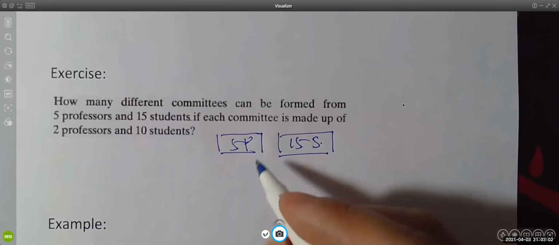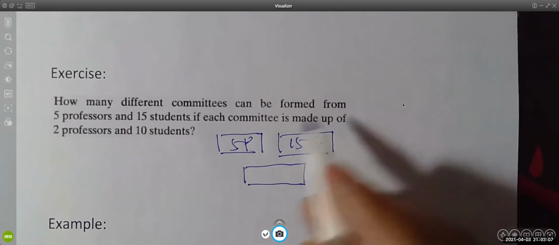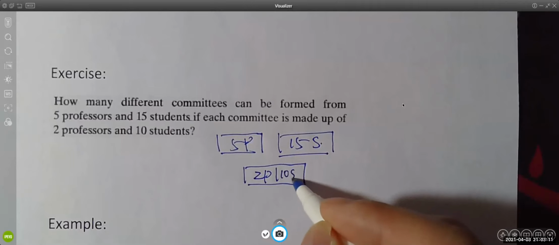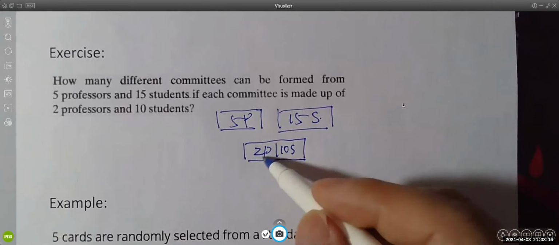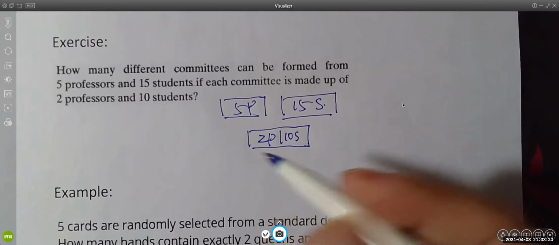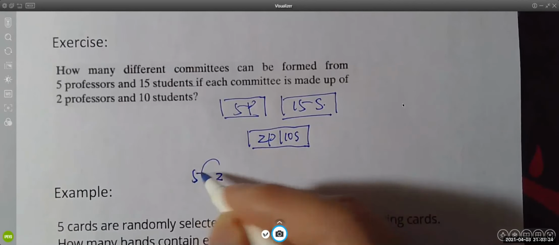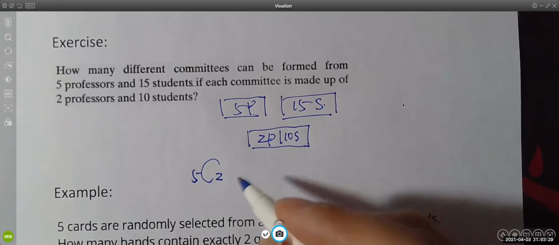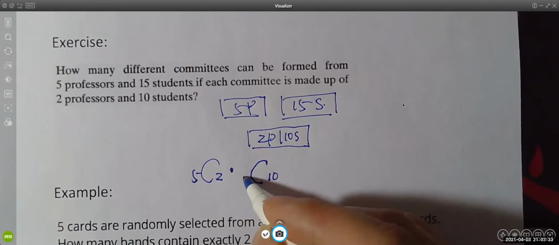What we want is committees made up of 2 professors and 10 students. We need 2 professors, 10 students. This is like Democrats and Republicans. We need this many Democrats, we need this many Republicans, right? Exactly the same thing. So let's go ahead and do the calculation. We select 2 professors out of 5. That doesn't make a difference because they didn't mention what role these 2 people are going to play. And times, we select 10 out of 15 among students.